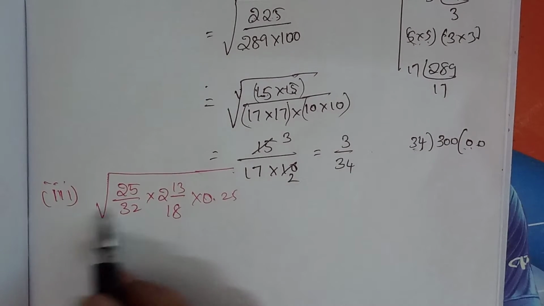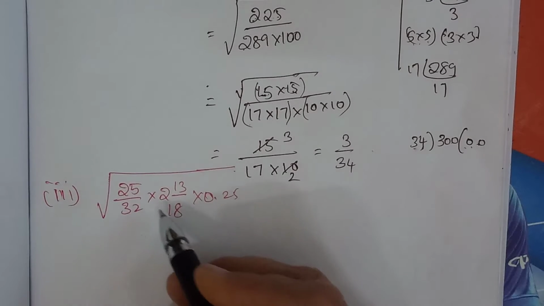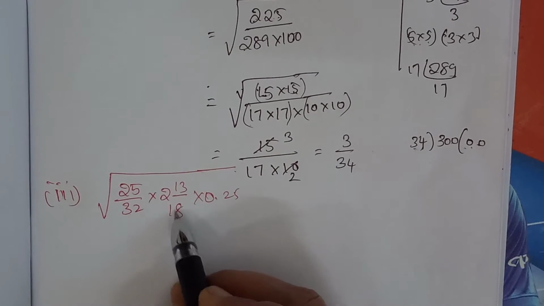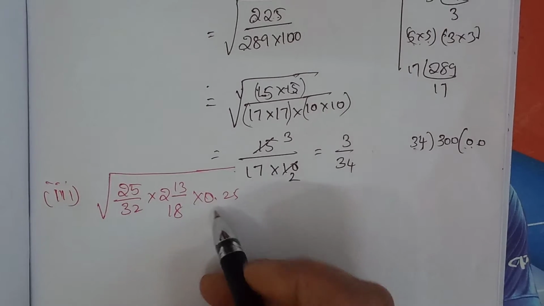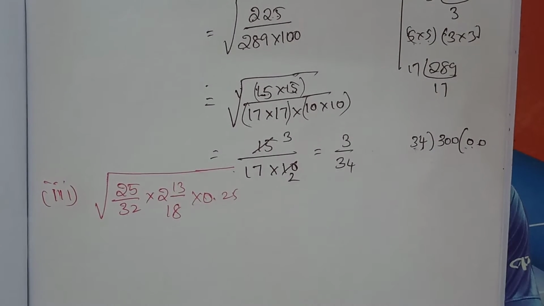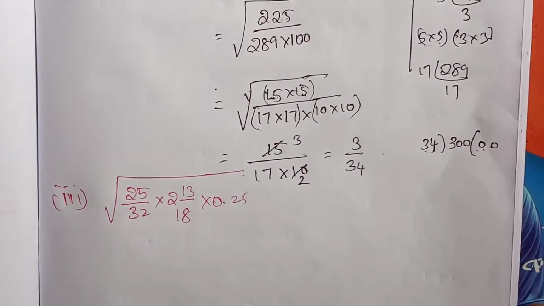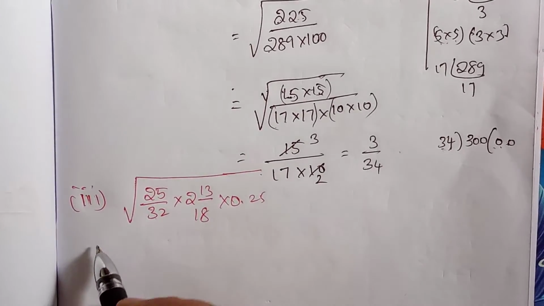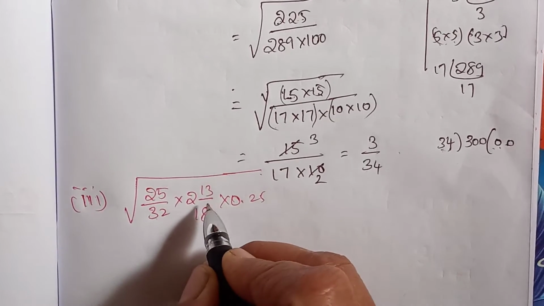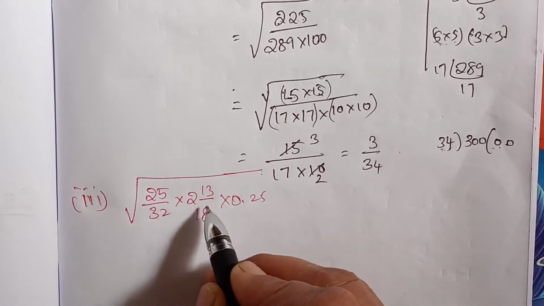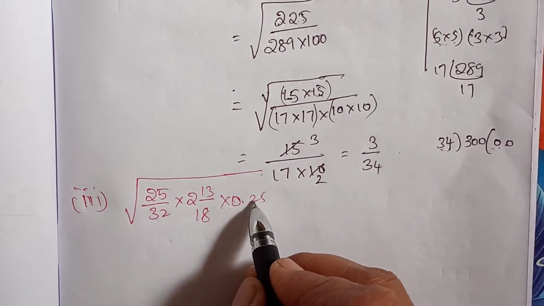And next is the third question. Square root of 25 by 32 into 2 and 13 by 18, it's a mixed fraction, into 0.25. So children, here question number 4, sorry, question number 3 in the sixth bit. So square root of 25 by 32 into 2 and 13 by 18 into 0.25.